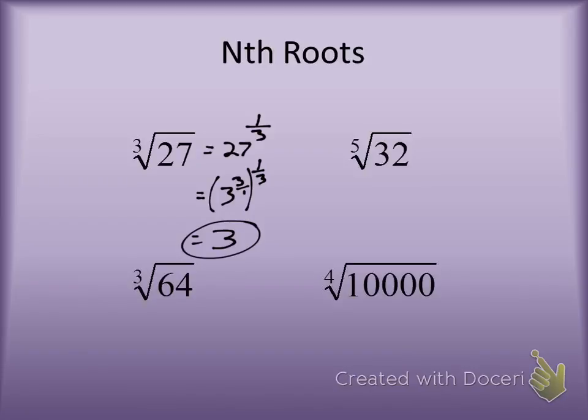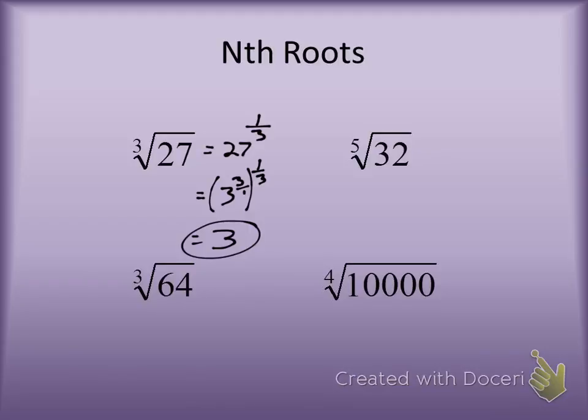So the square roots are right here, and the nth roots, what they're called, are right here. We're going to do 3 more until we take it up to another level, a whole other level. So 32, the 5th root of 32. You're going to rewrite that.